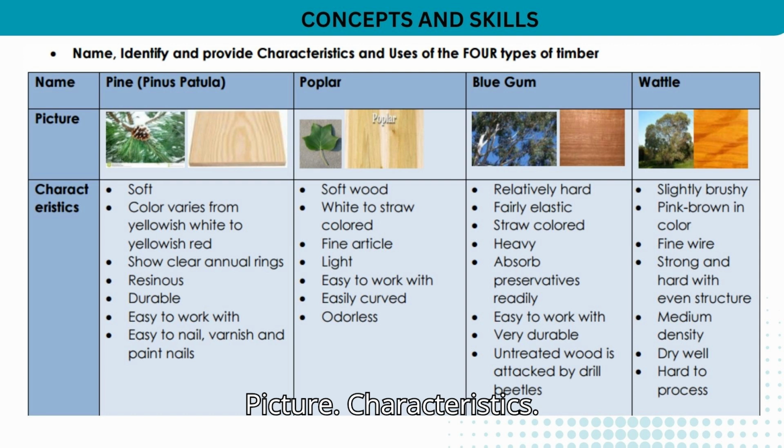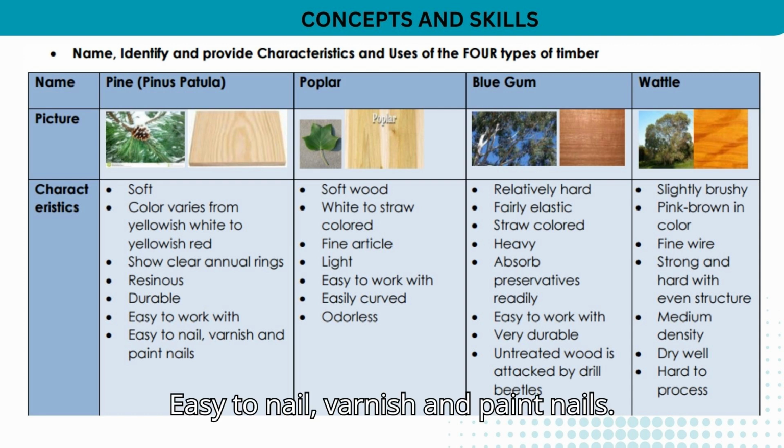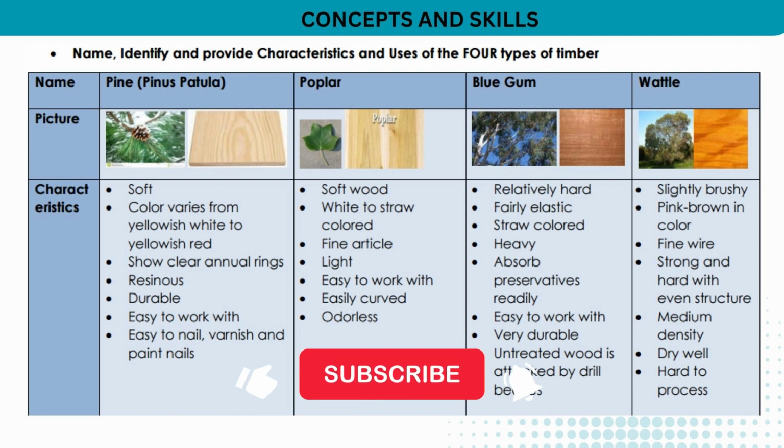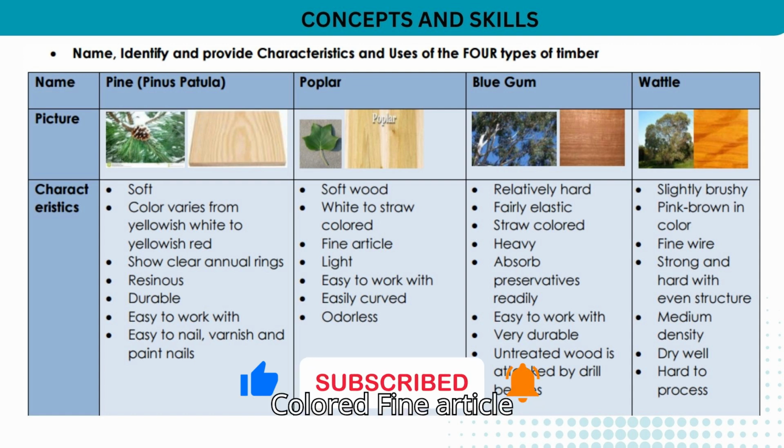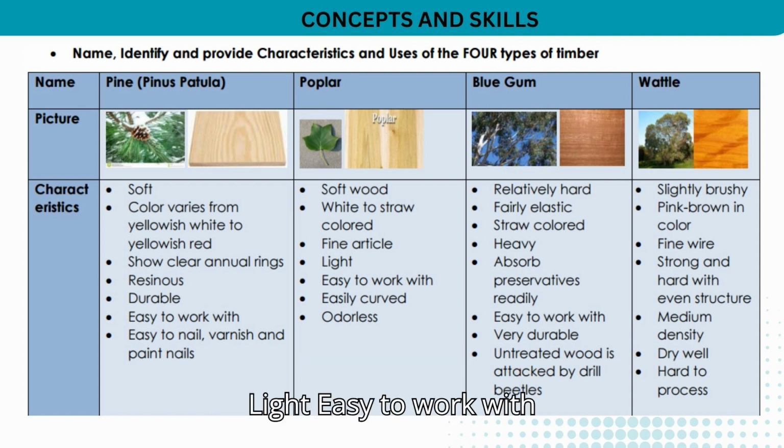Picture. Characteristics. Soft. Color varies from yellowish white to yellowish red. Shows clear annual rings. Resinous. Durable. Easy to work with. Easy to nail, varnish and paint. Softwood. White to straw colored. Fine grain. Light. Easy to work with. Easily curved. Odorless. Relatively hard.